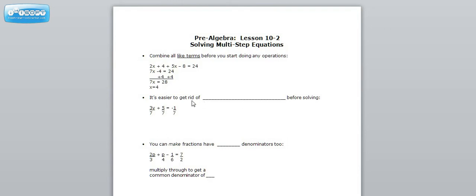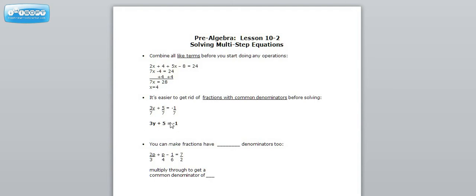We mentioned yesterday in Lesson 10-1 that it's easier to get rid of fractions with common denominators before solving. Just like in Lesson 10-1, let's make our life easier and get rid of all of these fractions. What's really nice about this is that they all have the same denominator. So I simply have to go through and multiply by 7, which is going to knock out all of my denominators, and I'm going to be left with 3y plus 5 equals negative 1.